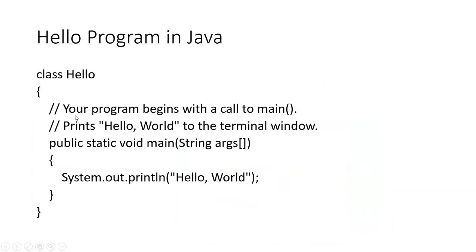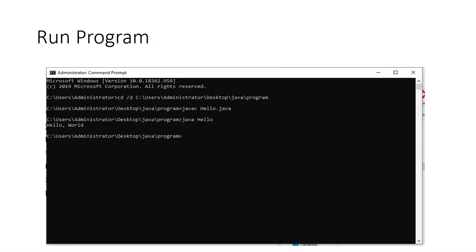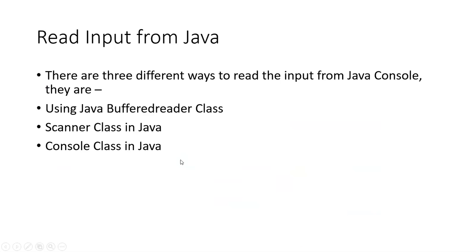We have also seen a simple program using Java programming, where we specify the class name and write the main method. In that, we print the simple Hello World program. So this is the output of our first hello program.